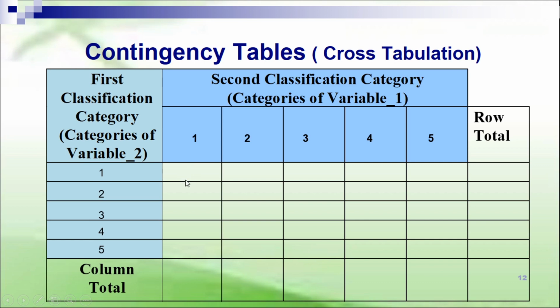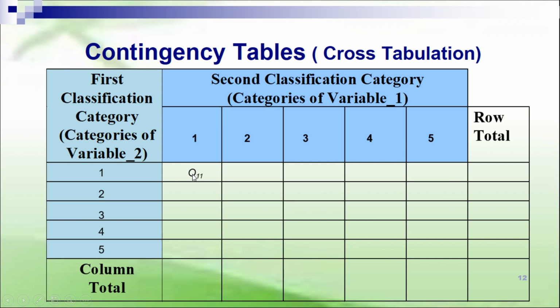Now initially the given frequencies, those frequencies we call observed frequencies. That's why we present the first cell with cell address 1, 1. That means this value belongs to the first category of the first variable and the first category of the second variable. First indicate the row number, then indicate the column number.